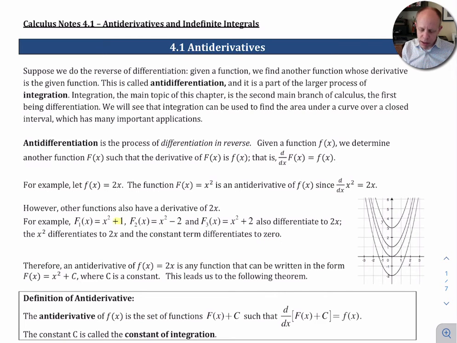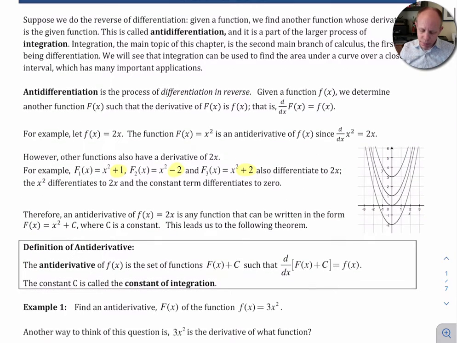So when you look at this, the plus 1, the minus 2, and the plus 2 really don't have any impact on the derivative, just the x squared part. Therefore, an antiderivative of f(x) equals 2x is any function that can be written in the form capital F(x) equals x squared plus c, where c is some constant. It can be any number. It can be 5, 7, a million. This leads us to the following theorem.